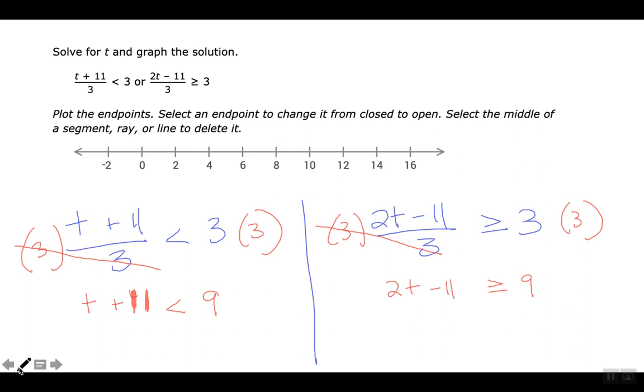All right, now this one I'll be done fast, because now the only thing left is subtract by 11.